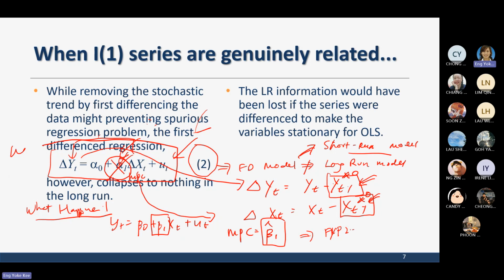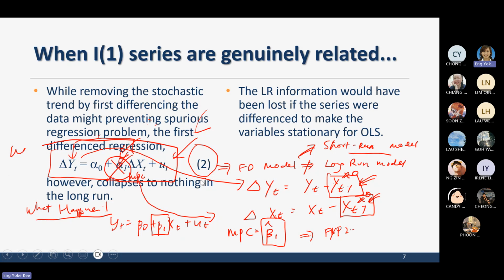On one hand, you solve the statistical issue. You're trying to avoid the spurious regression problem, but it leads you to another problem, whereby you can't find what you want. Your long-run model now becomes a short-run model. So this is the problem you will encounter, because first differencing will cut off the long-run information in the data. Long-run information will be lost if you first difference your data.